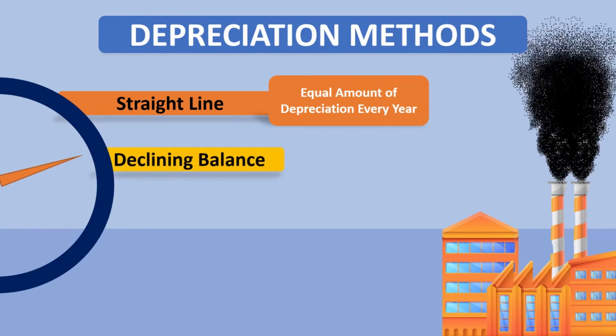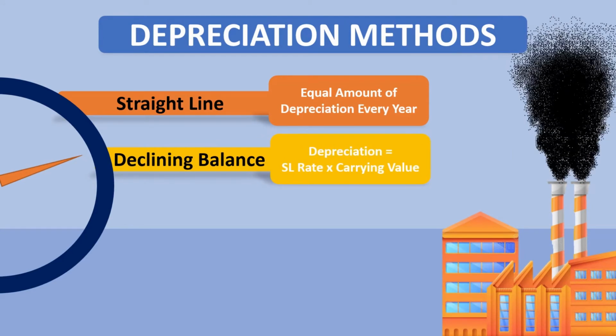Second, declining balance. The declining balance method is an accelerated depreciation method. This method depreciates the machine at its straight-line depreciation rate, times its remaining depreciable amount each year. Because an asset's carrying value is higher in earlier years, the same percentage causes a larger depreciation expense amount in earlier years, declining each year.